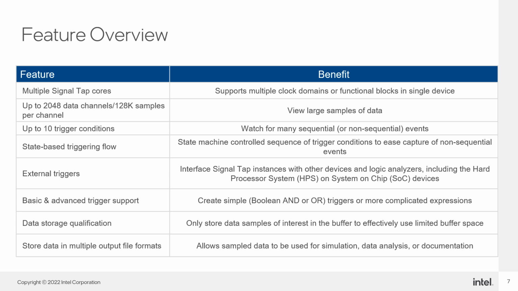The trigger conditions themselves can be basic Boolean AND or OR triggers, or advanced triggers in the form of more complicated Boolean expressions. The Signal Tap Logic Analyzer makes it easy to create almost any type of triggering condition. To make effective use of limited buffer space, you can enable data storage qualification. With this feature, captured data samples are either stored in the buffer or dropped depending on selected conditions.